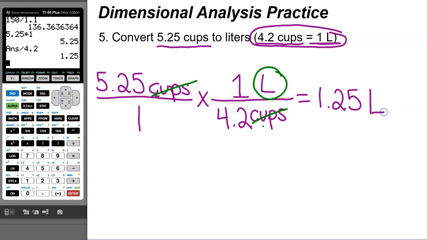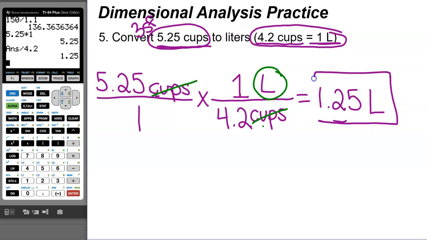So liters. And last but not least, we need to check our significant figures. So our given value, 5.25, had 3 significant figures. So our final answer also needs to have 3 significant figures. And look at that, 1.25 already has 3 significant figures, so all we need to do here is box our final answer. There's no need to round. We already have correct sig figs.